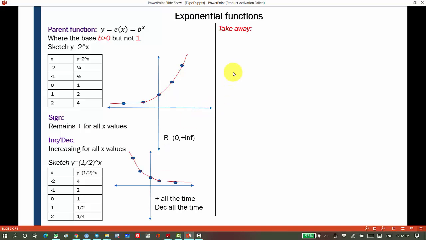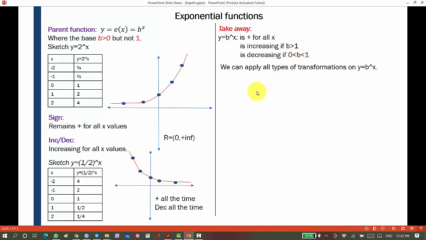The takeaway message is that y is equal to b to the power x is positive for all x in the domain and is increasing if b is bigger than 1, such as 2 to the power x here, and decreasing if b is less than 1, bigger than 0, such as the function down here.